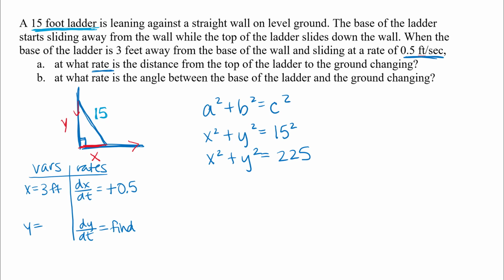Okay, so there's my equation that relates the variables in this problem, and then I want to differentiate implicitly with respect to t on both sides of that equation. So I'll just squeeze in a d dt right there.